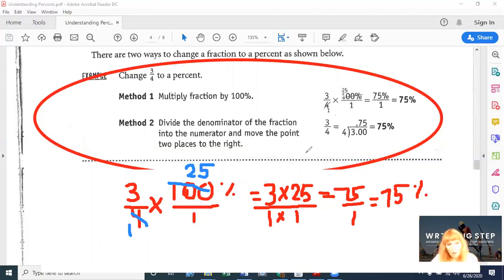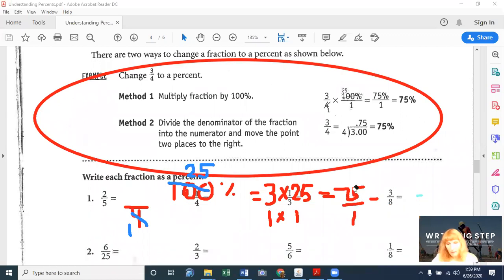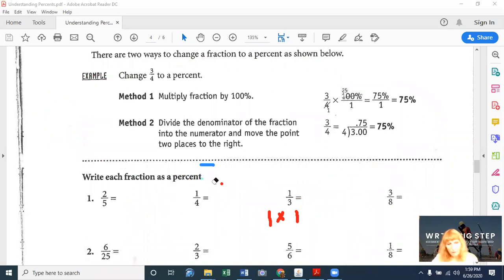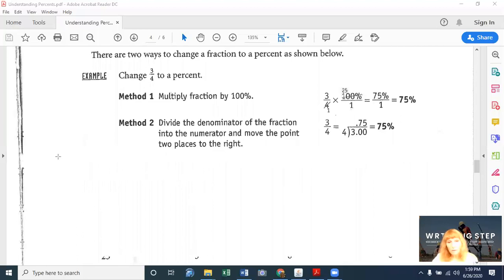Okay, that's method 1. Method 2, which is another way of doing this, especially if you can't cancel out the 100, is to take the 3 and divide it by the 4. So take the top number and divide it by the bottom number. Let's get a little white space here and do that one.